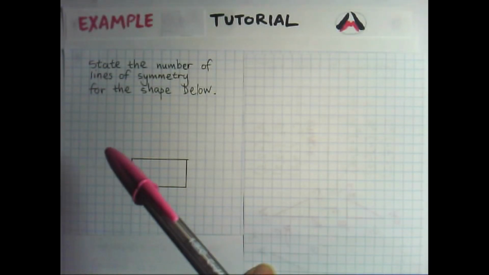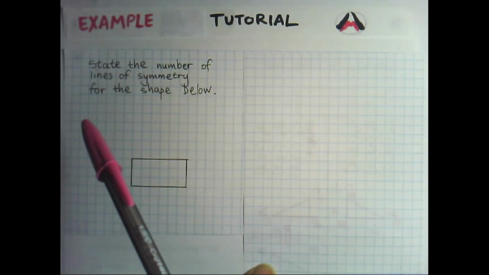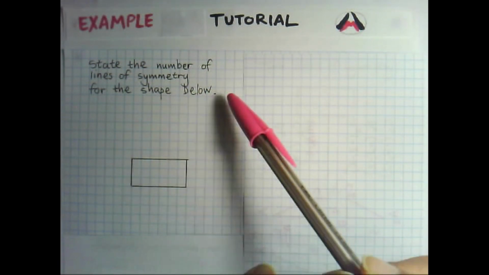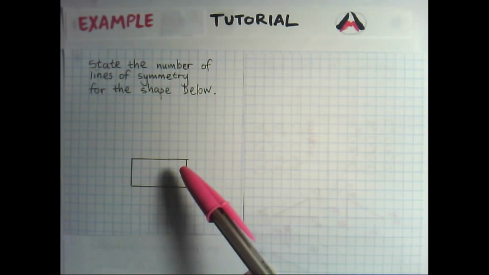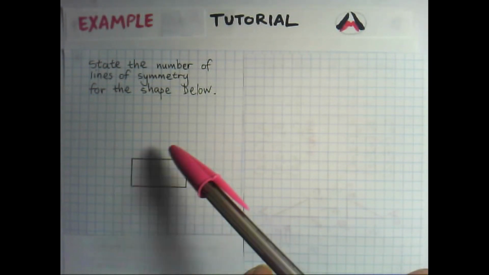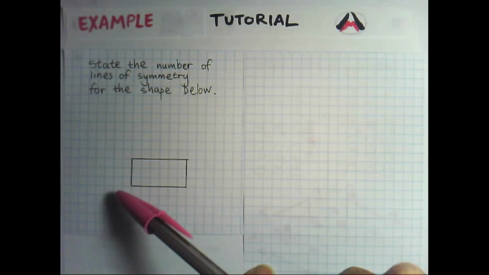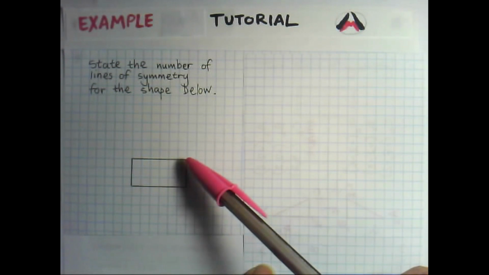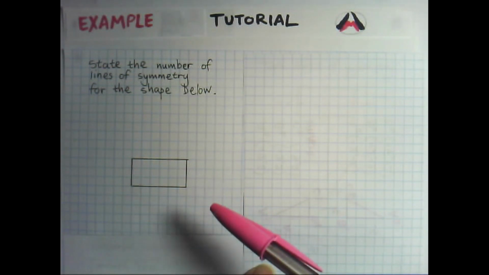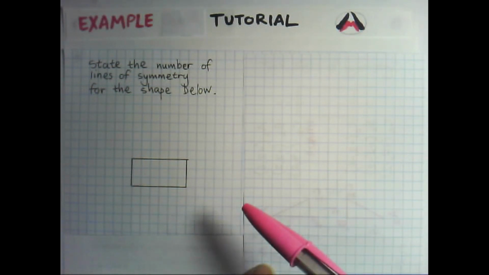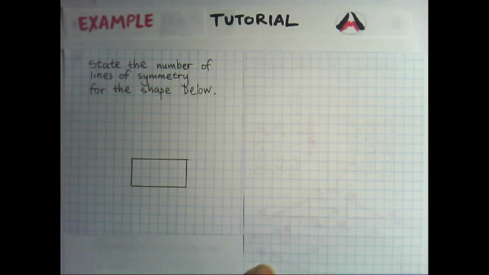This question asks us to state the number of lines of symmetry for the shape shown below. And we can see that for this quadrilateral, it's a rectangle, which is 3 unit squares by 6 unit squares. And at this point, it would be a good idea to pause the video to see if you can answer the question yourself.